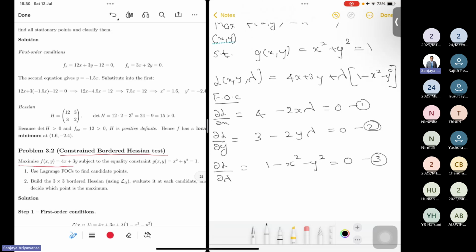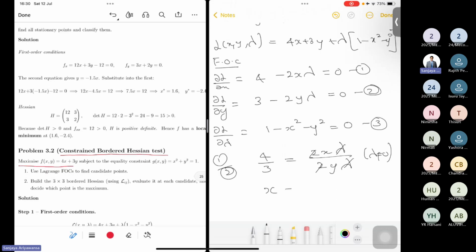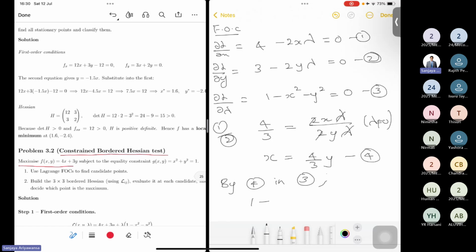to 0. So from this, if I divide 1 by 2, I get 4 divided by 3 equals 2x lambda divided by 2y lambda. And lambda cancels off, 2 cancels off, since lambda is not equal to 0. So I get x is 4 over 3 times y. And by substituting the fourth equation in the third equation, I get 1 minus (4y over 3) squared minus y squared equals 0.